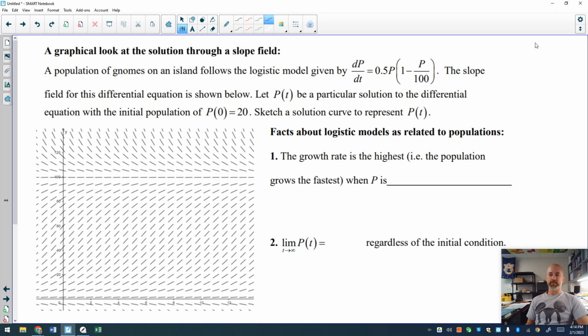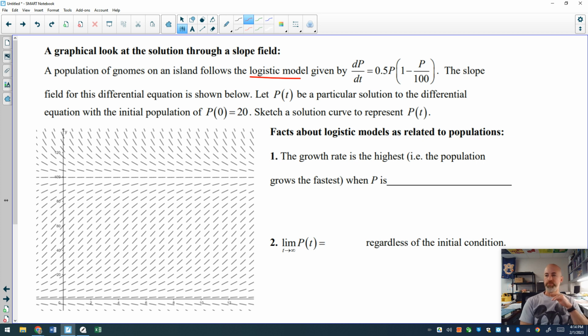And we're going to start with a slope field representation of a logistic model. And this is one that I just kind of made up on my own. We have a population of gnomes that follows this differential equation. That is the logistic model. Usually, not always, but usually they will tell you it's the logistic model. I don't think they should do that. I think you should look at it and decipher that yourself, but they often will just tell you it's logistic.